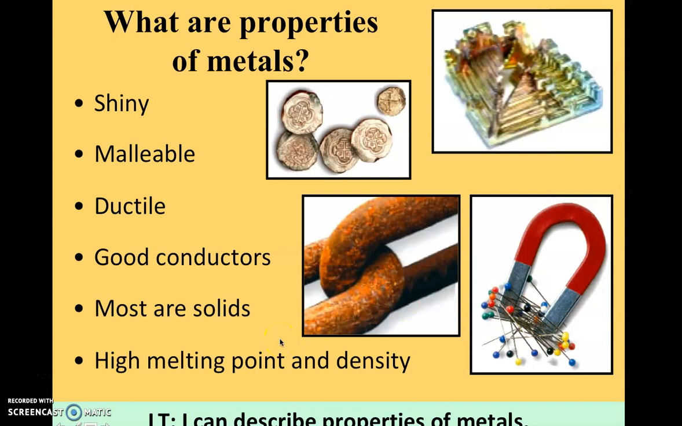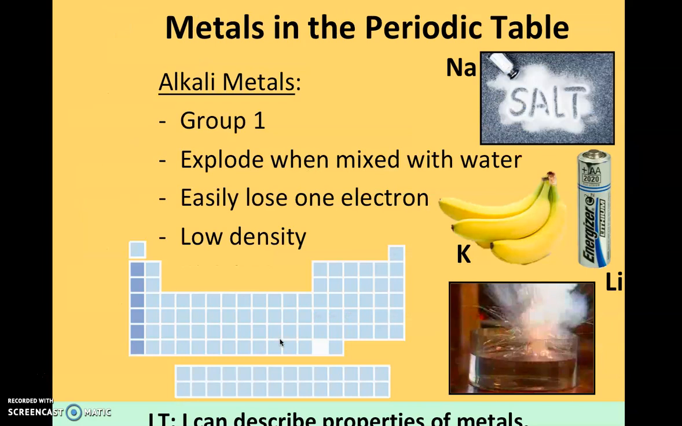Metals, most of them are going to have a high melting point and density. So the high melting point means that it has to get to a really high temperature in order for it to melt and turn from a solid to a liquid. So metals on the periodic table. Metals are going to cover most of the periodic table, and so they're going to be divided into different groups, and they're arranged based on properties and similarities of different properties.